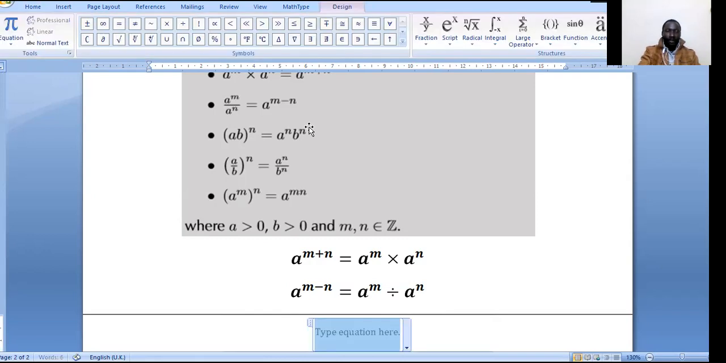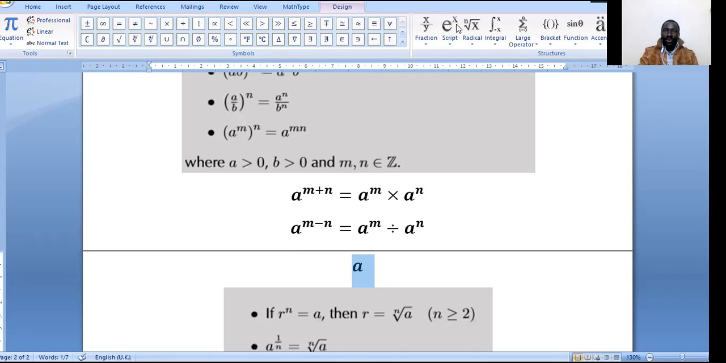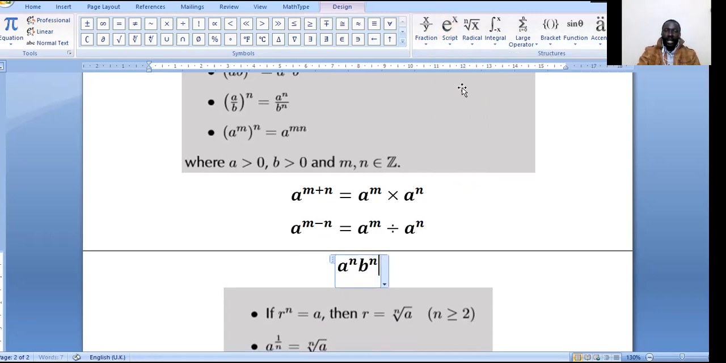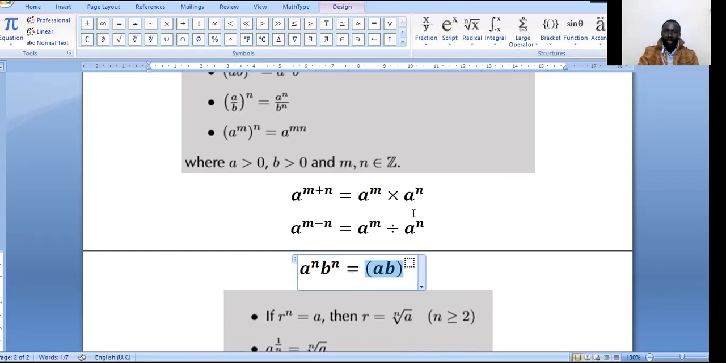What this means is that if you have a with exponent n and another number or variable b with exponent n, you can write this in a bracket as a and b, with an external exponent being n.